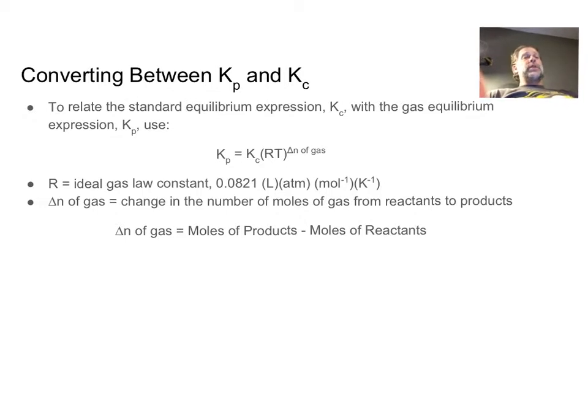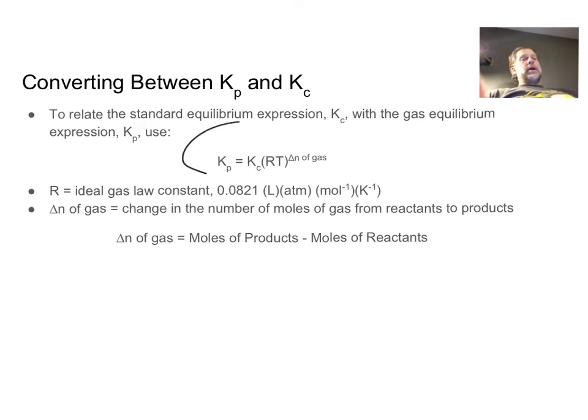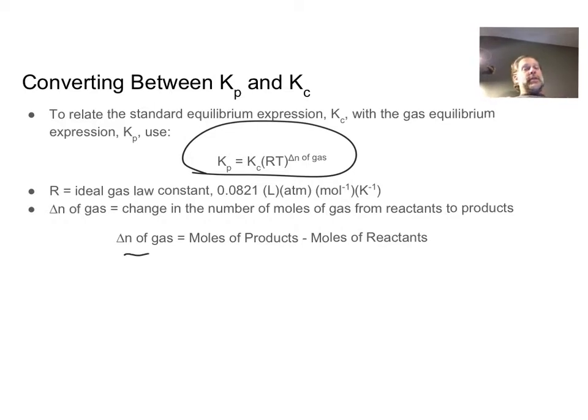So the formula that allows us to convert between Kc and Kp is this particular formula right here. The new thing that we need to remember in this case is this delta N, which is the change in moles of gas. We might be given the Kp, or we might be given a Kc. R is the ideal gas law constant, which is 0.0821 liters atm per mole per Kelvin. And change in N, or change in number of moles of a gas, is the relationship between moles of products to moles of reactants, as given here.